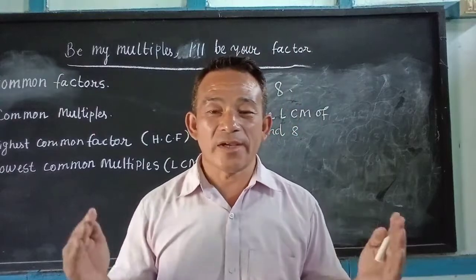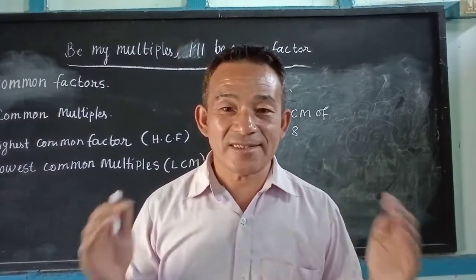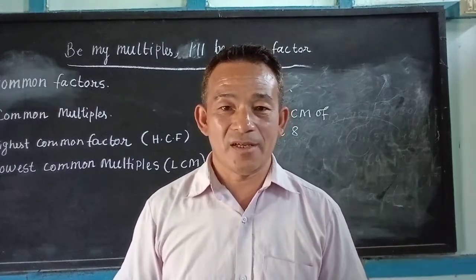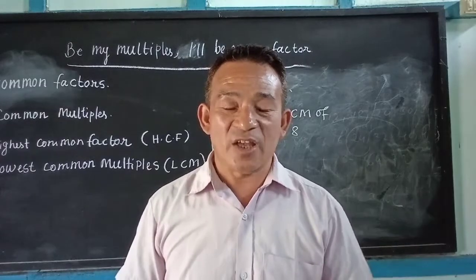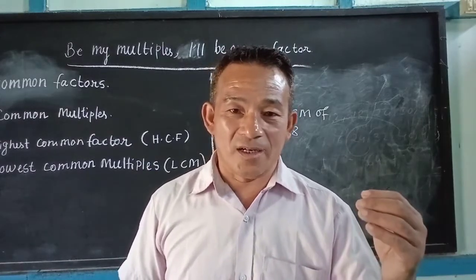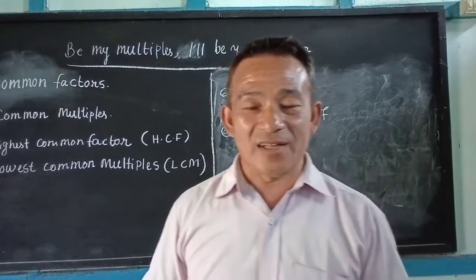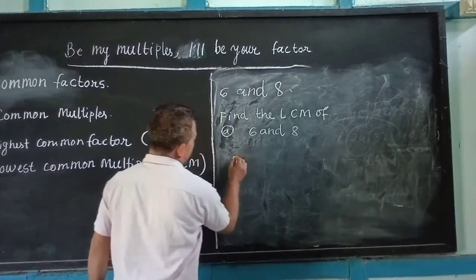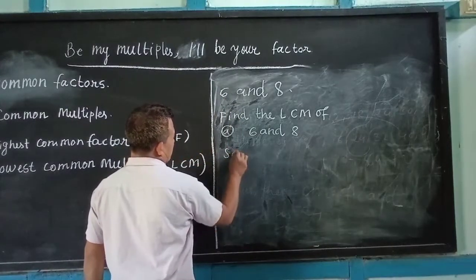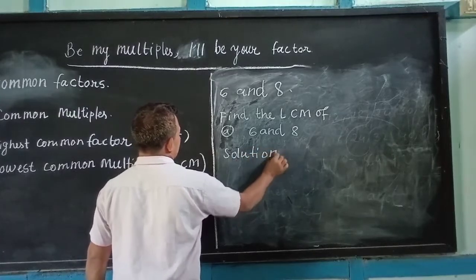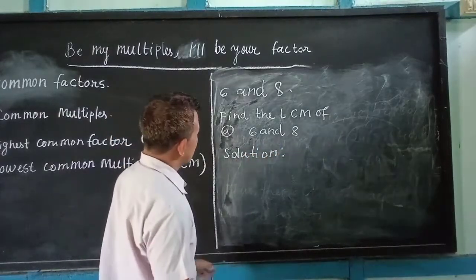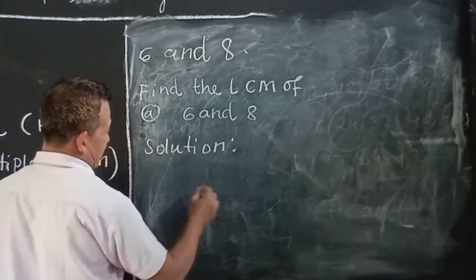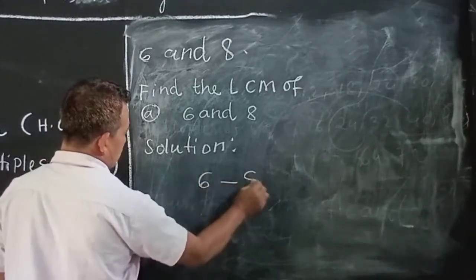Now we are going to learn the standard method to find out the LCM of given numbers, and this is the important method, the standard method to find out the LCM of given numbers. So here you will write solutions. Now I am writing how to find out the LCM of 6 and 8. First you will write 6 and you will write here 8.